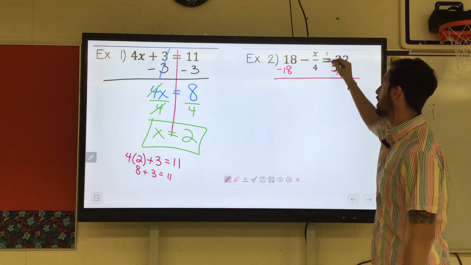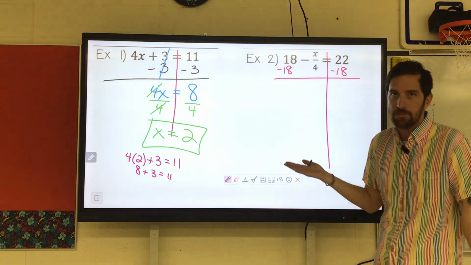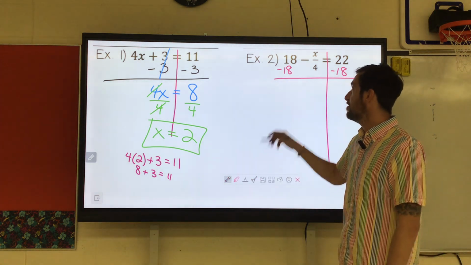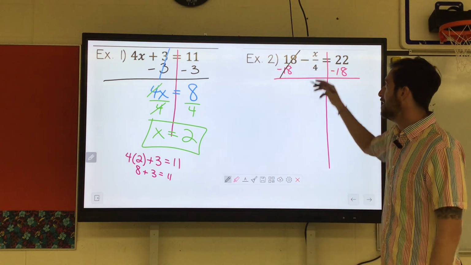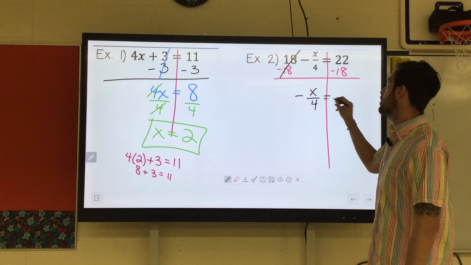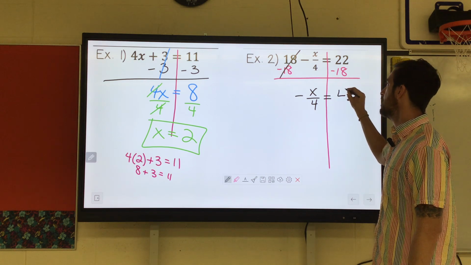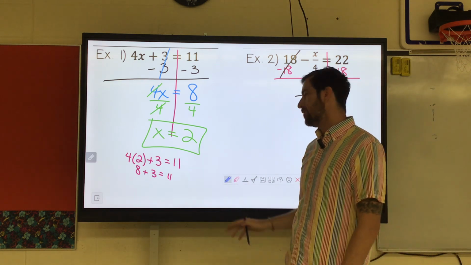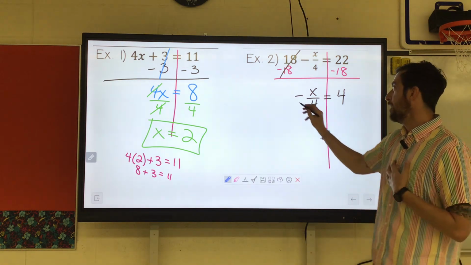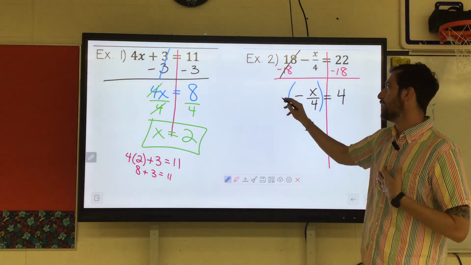Again, if you want to put the line down the equal sign, that's cool. You don't need to, but that is an option. 18 minus 18 is 0. So we have negative x over 4 equals 22 minus 18, which is 4. Now, I see that's division, right? The x over 4. So I'm going to multiply both sides by 4.